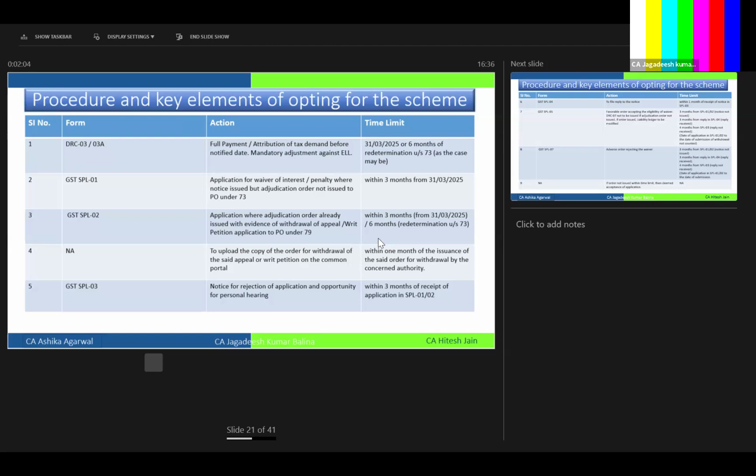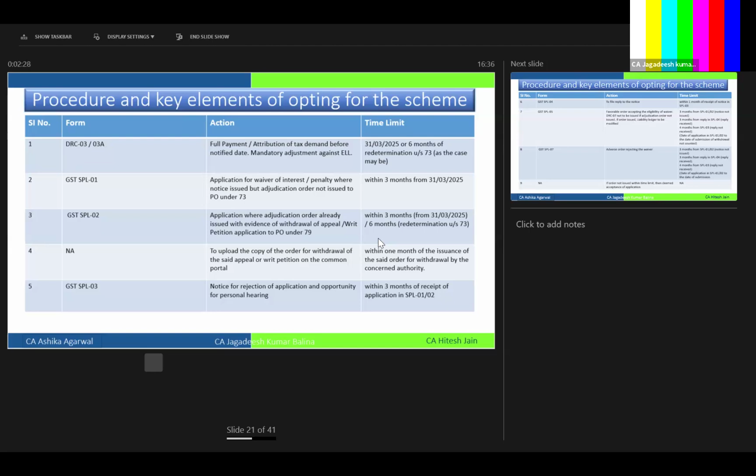Then GST SPL 02. SPL 01 is before issuing an order, during the adjudication proceeding. After the adjudication proceeding, if any order is passed, in that case, we need to file SPL 02. So this form we need to file within the 3 months. And similarly for the redetermination order, we need to file within the 6 months.